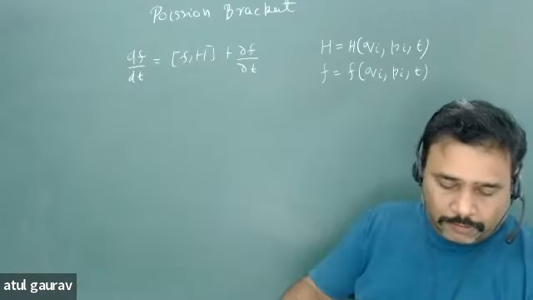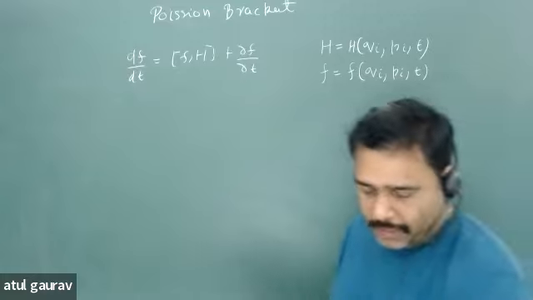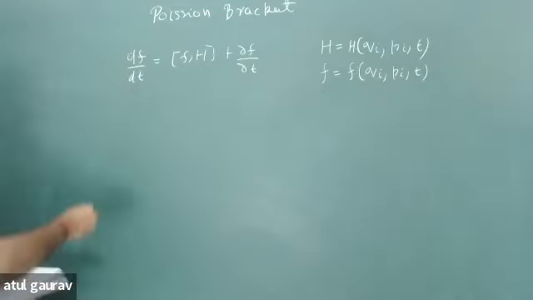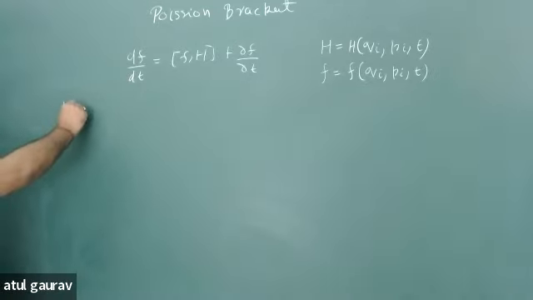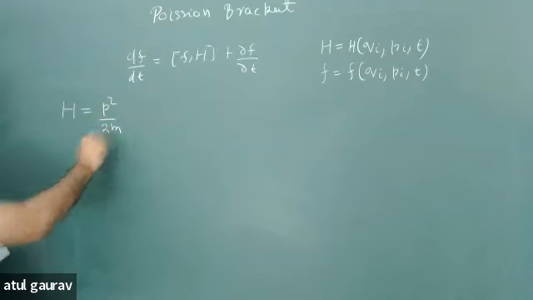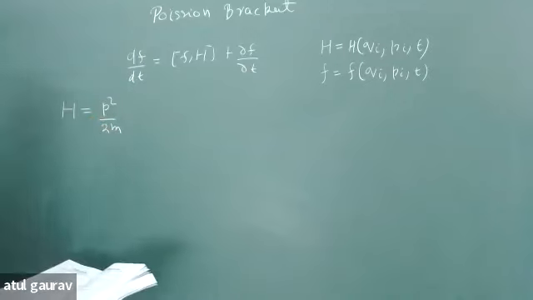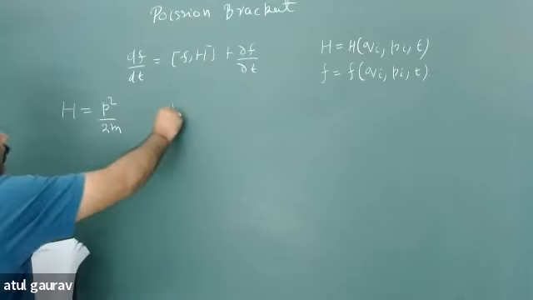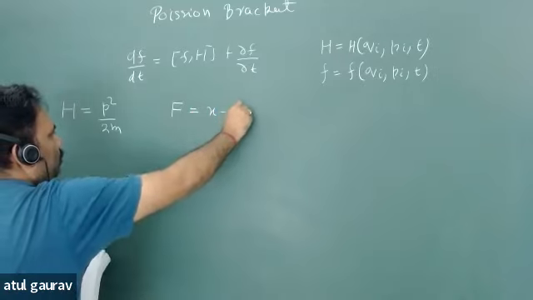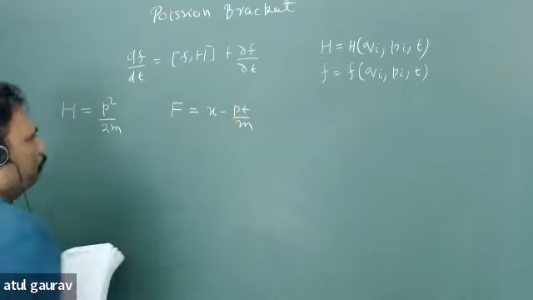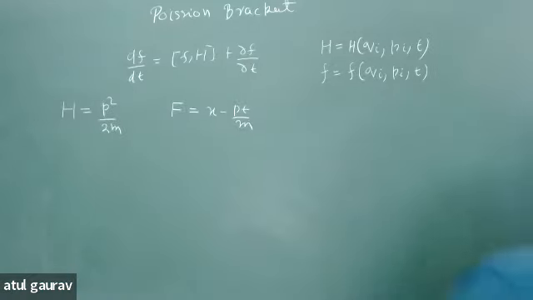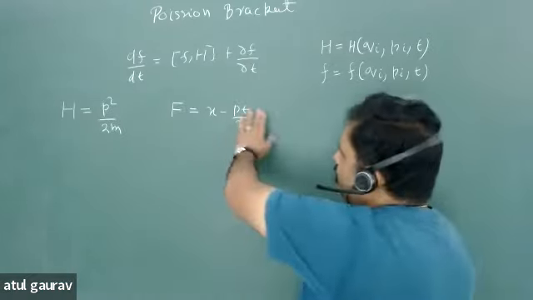So the first problem: the Hamiltonian of a free particle, which we all know, is basically H = p²/2m. There is some physical quantity, let's say f, and this is f = x − pt/m. So this is my physical quantity f as x minus pt by m.